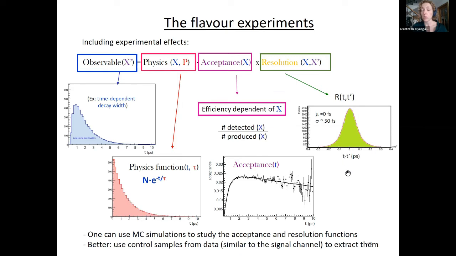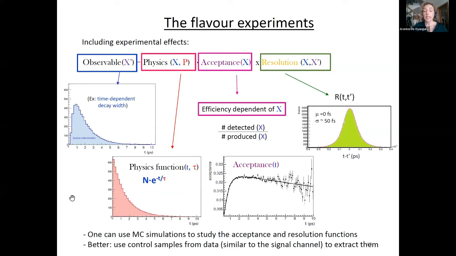Because the resolution gives you the relation between the reconstructed variable that you want and the true one. So if it is different from zero, you have to apply a correction to what you are measuring. Ideally it should be zero. And the smaller the resolution, the better the physics you are going to be able to perform. Any observable or distribution that you measure, and in all the analyses I'm talking about in these lectures, will be affected by this acceptance and resolution. And this is what we are measuring.